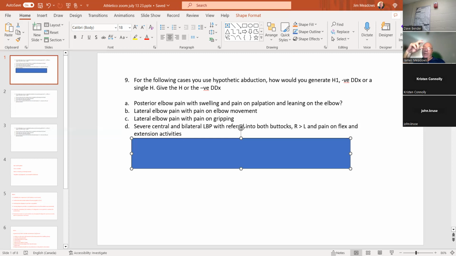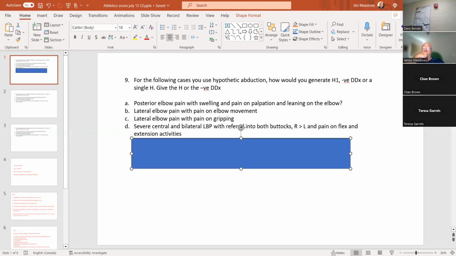If you're going to positively test for a disc herniation, how would you go about it? You could do a straight leg raise test. What are you expecting to see with a straight leg raise test? Causing pain pretty quickly in the range of motion.